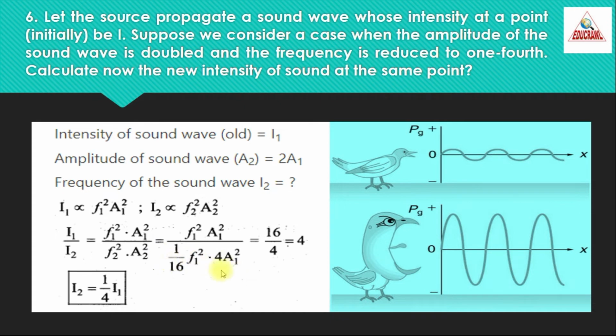So substituting these two values, F1 square and A1 square will get cancelled. After simplifying, you get 16 by 4, which is equal to 4. So the second intensity I2 is equal to 1 by 4 I1.